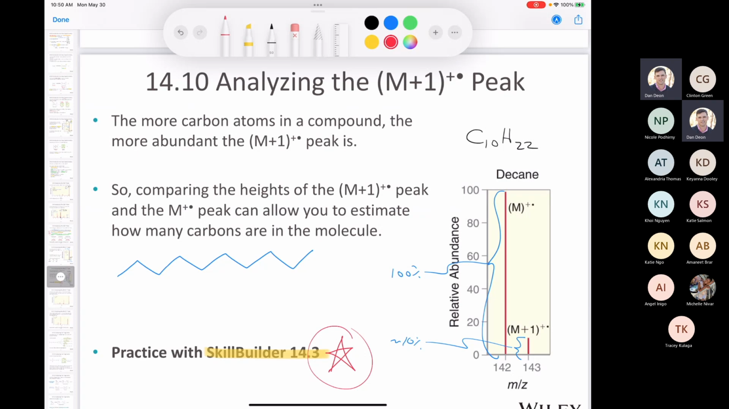Well, that covers the M+1 peak. Well, are you ready to have your mind blown some more?